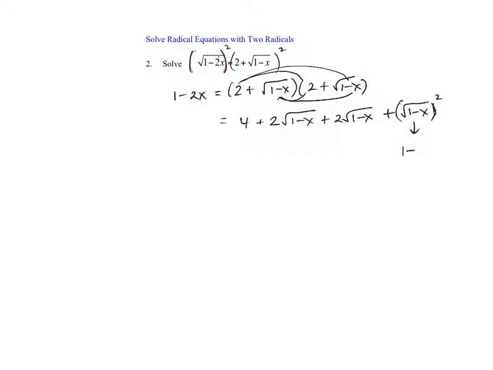So I'm going to distribute my 2, and I would get 4, and then plus 2 times the square root of 1 minus x. And then distributing that, I would get another 2 times the square root of 1 minus x, and distributing that square root of 1 minus x, I would get plus the square root of 1 minus x times itself, so that's the same thing as being squared. Squaring undoes the square root, so that simplifies to 1 minus x. I have to copy my 1 minus 2x on the left side, and combine like terms.